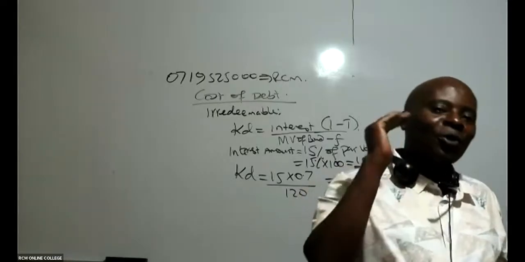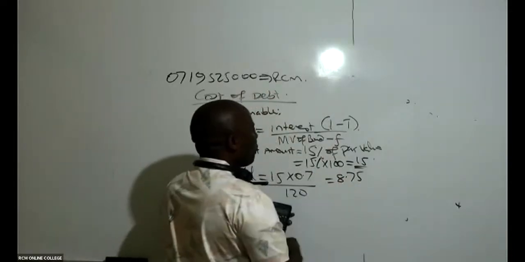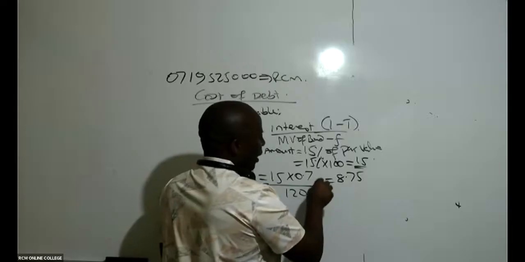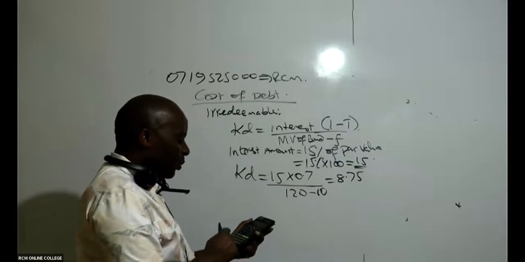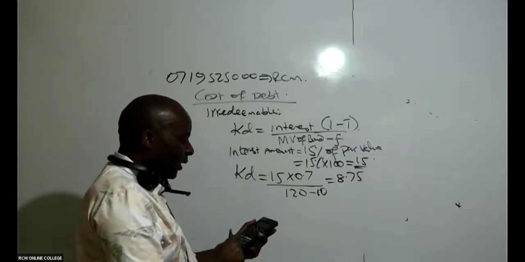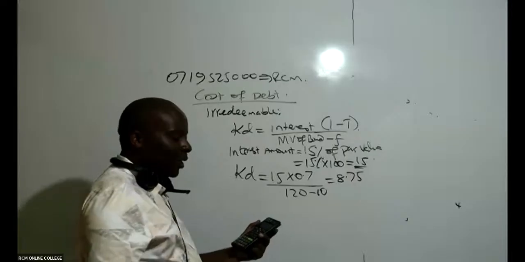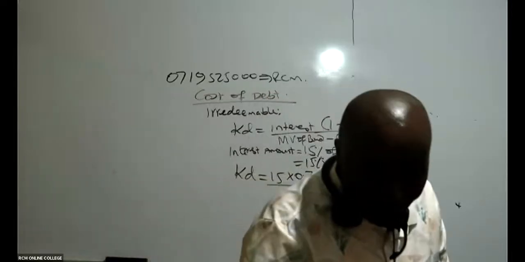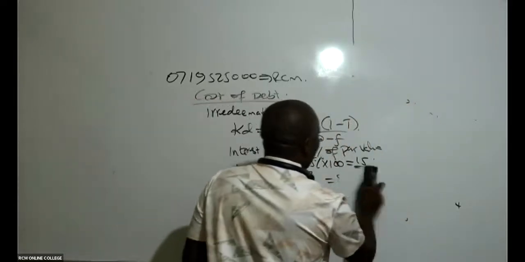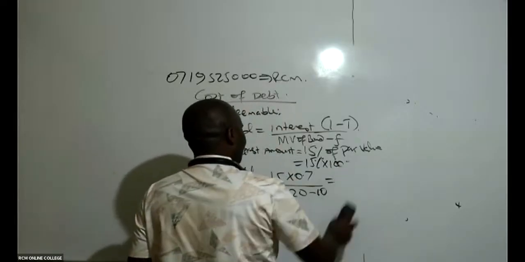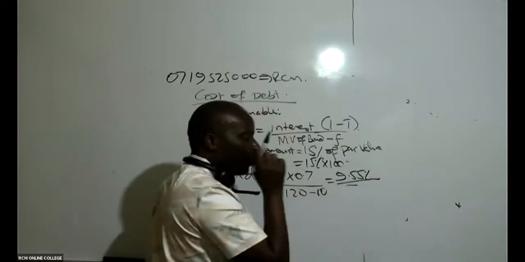Yeah, we have a flotation cost. That is something I would have almost missed out. Thank you for that. We have a flotation cost of 10. Then we take 15 times 0.7 divided by 110, times 100. Now we are getting somewhat 9.55%. Are we now together, 9.55%?